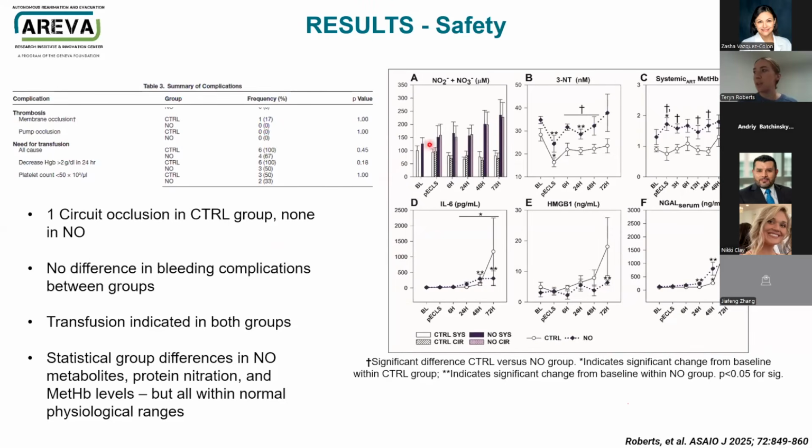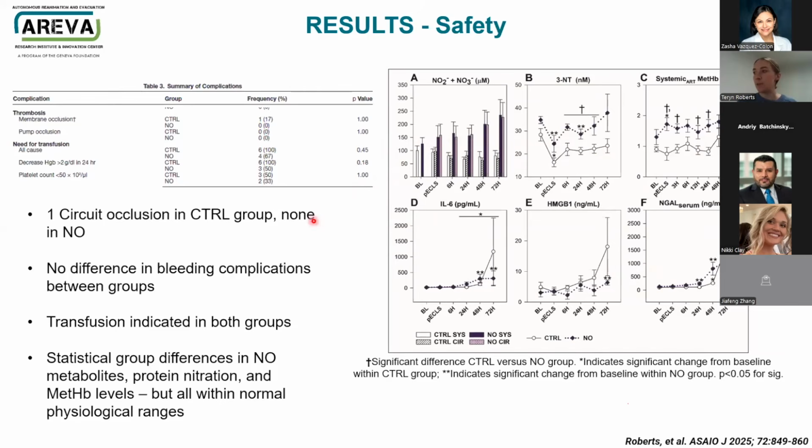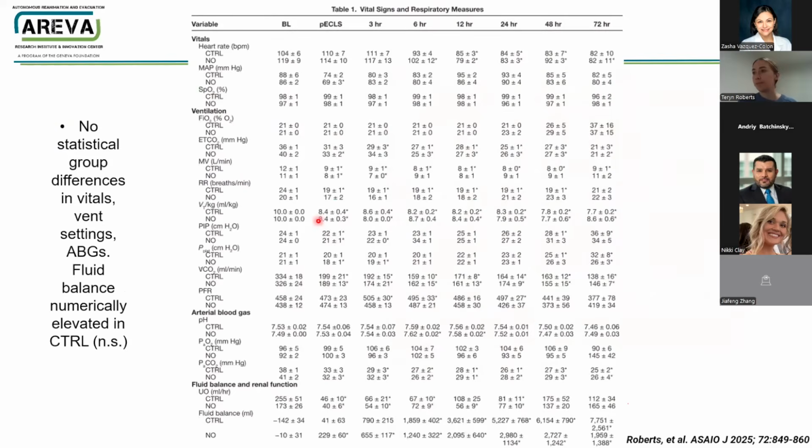We looked at nitric oxide metabolites. We do see some increase in nitrate and nitrite levels in the nitric oxide groups, but not at levels that would be concerning. They're similar to a study where healthy people drank beet juice and they looked at nitrate and nitrite levels. We look at protein nitration, systemic methemoglobin levels, cytokines, damage-associated molecular patterns, renal injury markers, and are not seeing any significant differences between the groups or cause for concern.